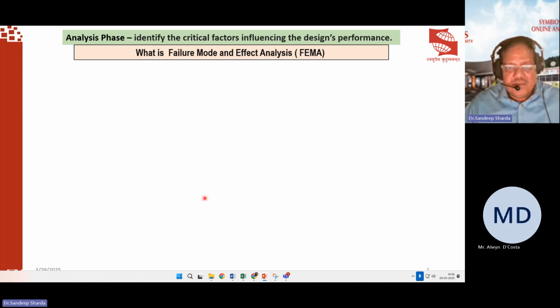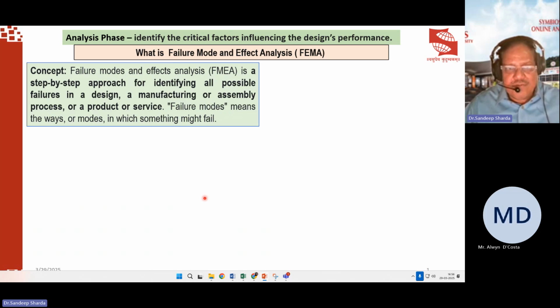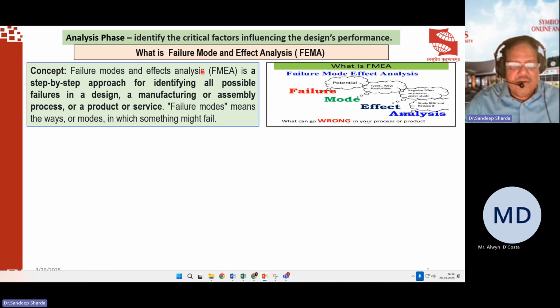We are going to discuss with an example what failure mode effect analysis is. The concept of failure mode effect analysis is a step-by-step approach for identifying all possible failures in the design, the manufacturing or assembly process, or the product or service. Failure mode means the ways or modes in which something might fail. In failure mode effect analysis, we identify the potential failures, what the mode types will be, weigh the possibilities, and determine the negative effect on the process under study. Then study the risk and reduce it, analyzing what can go wrong in your process or the product.